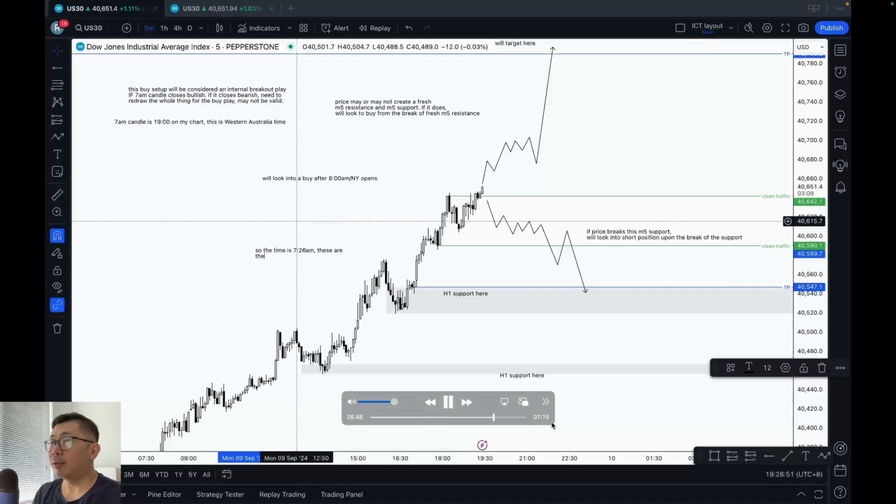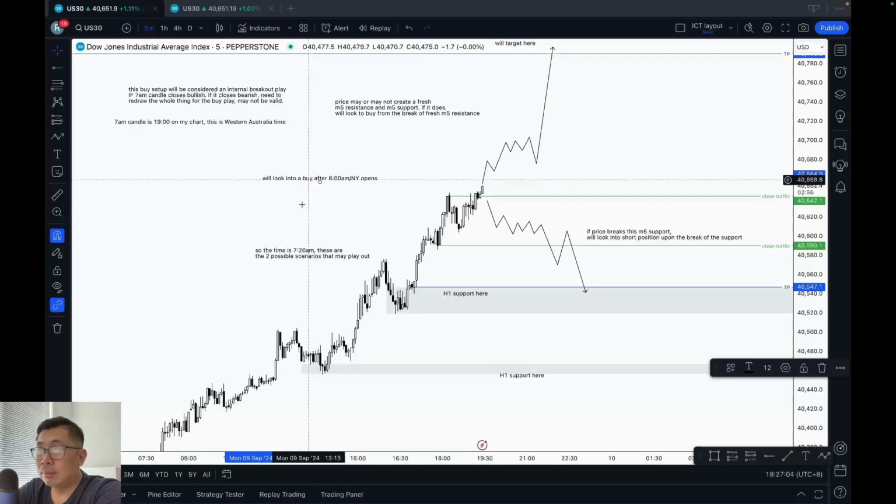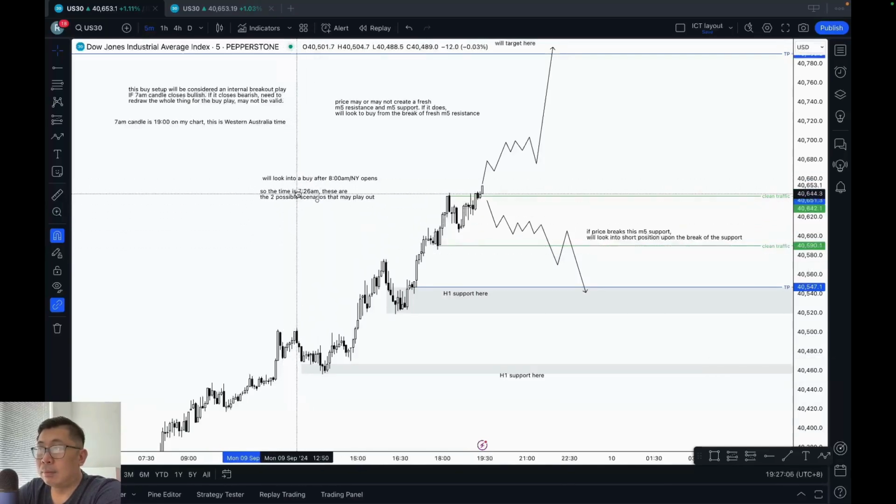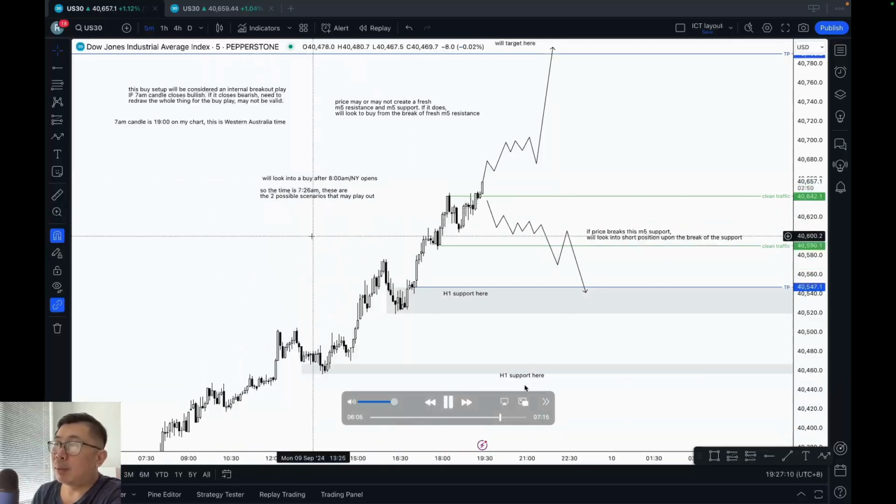All right, so the time is 7:26 a.m. These are the two possible scenarios that might play out. Okay, so basically that was my analysis for the New York Open.